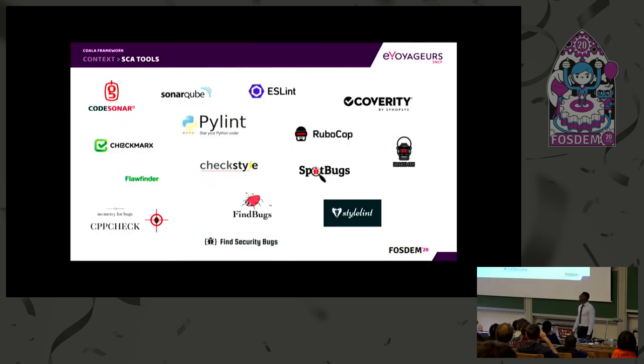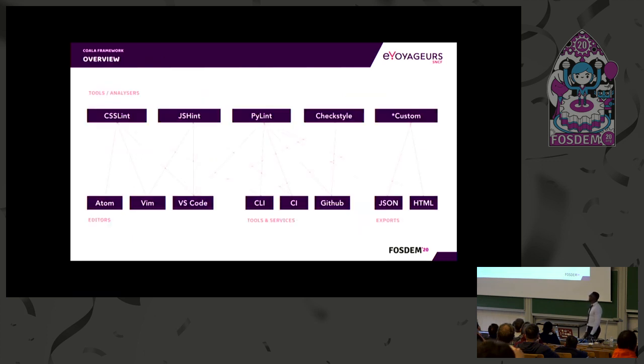The Coala framework. We have a lot of tools today to do static code analysis. As you see, there is a bunch of tools. And the more tools you have, the more ways you have to configure those tools. And it's pretty hard. So let's categorize those tools into analyzers, as you see up there, and you have also the way we use those tools via editors, tools and services, and also the way we consume the result produced by those tools, like exporting your result into JSON or an HTML report. As you see, it's pretty complicated to deal with all those tools and the way we use them.